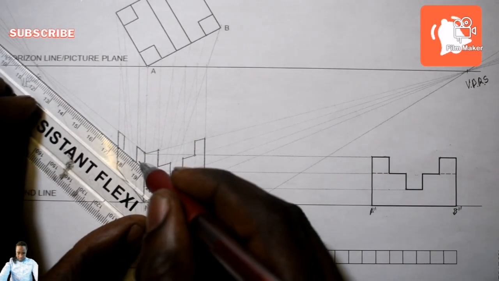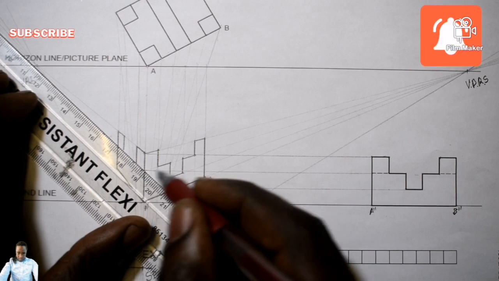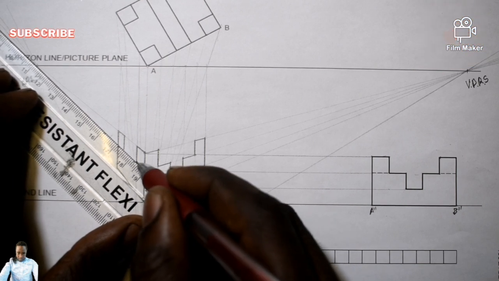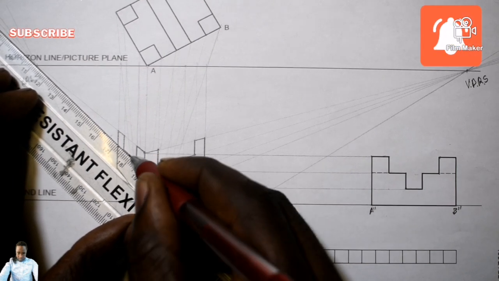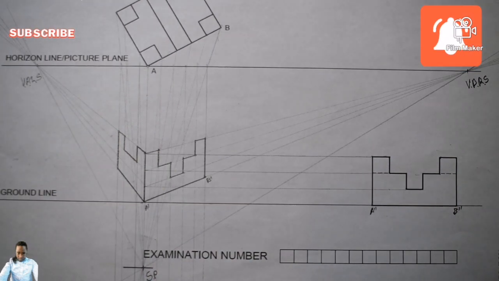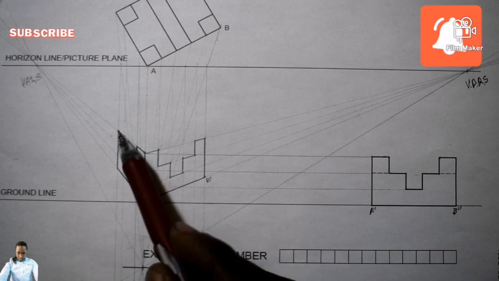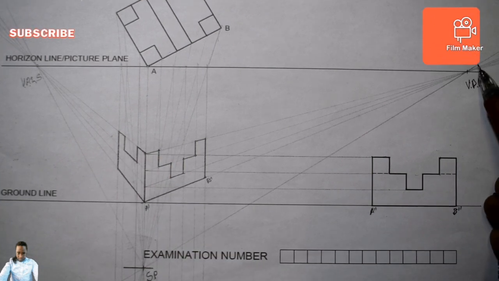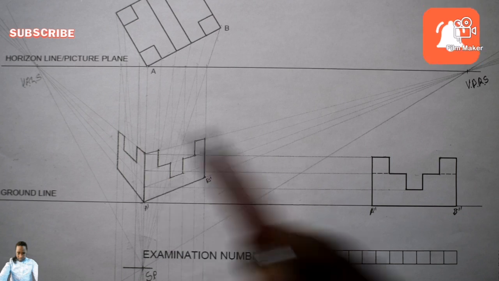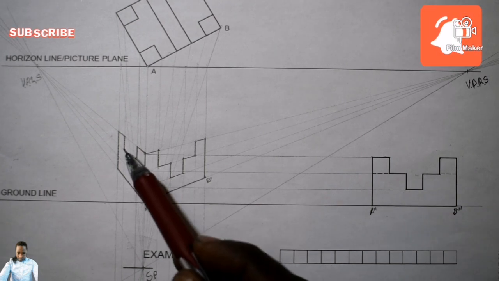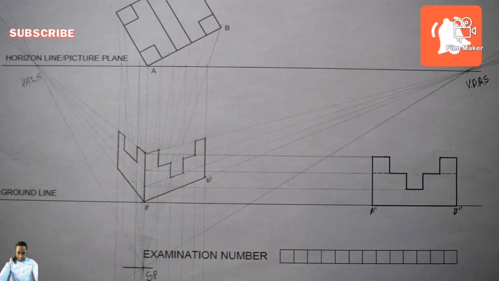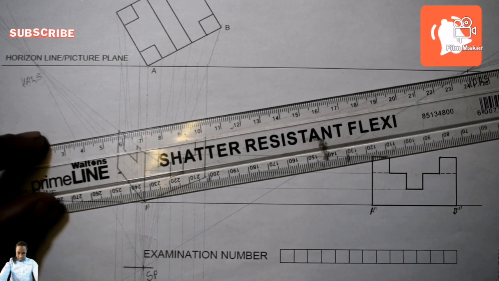Solid. Then I can close it right there. Solid as well. You understand? So now I am going to take this to my vanishing point of my right hand side, this one to my vanishing point of my right hand side, that one to my vanishing point of my right hand side. So let me do that.